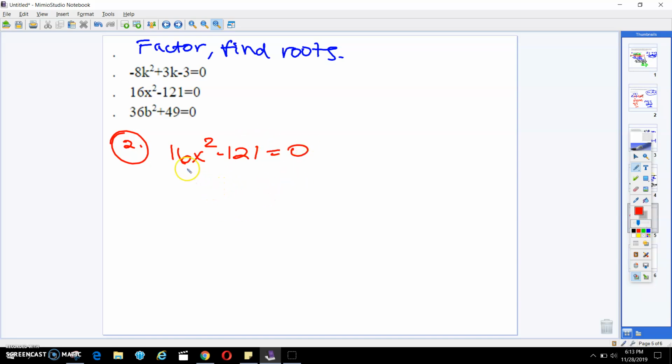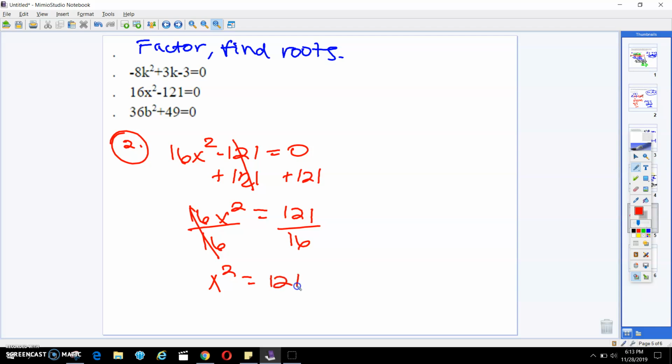On this one, I'm going to notice that both 16 and 121 are perfect squares, so I'm going to use the perfect square method. What I mean by that is I'm going to add 121 to both sides, and that's going to give me 16x squared equals 121. I'm still trying to get x by itself, so I'm going to divide by 16 on both sides, and that's going to give me x squared equals 121 over 16. Now, trying to get x by itself, I'm going to take the square root of both sides.